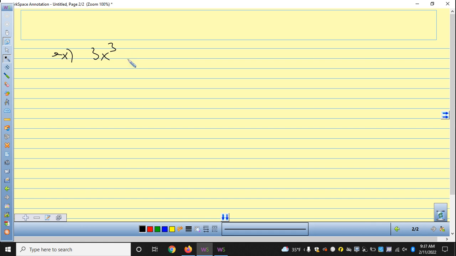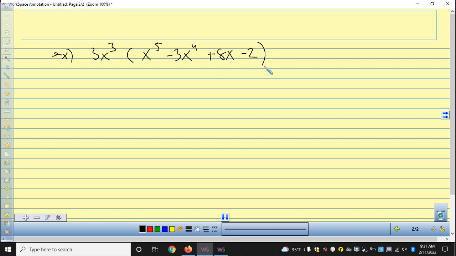3x to the third times x to the fifth minus 3x to the fourth plus 8x minus 2. First way I'm going to do it is by distributing. So I distribute the 3x to the third times everything. You don't have to draw the little arches. It just reminds you to do the distributing. Or you can do them one at a time. You'll find a way.